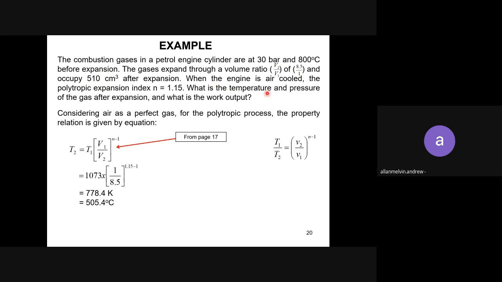Okay, when the engine is air cooled, the polytropic expansion index is N. So the question can say polytropic, so N equals 1.15. Okay, so what is the temperature and pressure of the gas after expansion? After expansion means T2 and P2. And what is the work output? So work done. Considering air as a perfect gas, you can use the ideal gas equation. For the polytropic process, the property relation, you can get this from this equation.